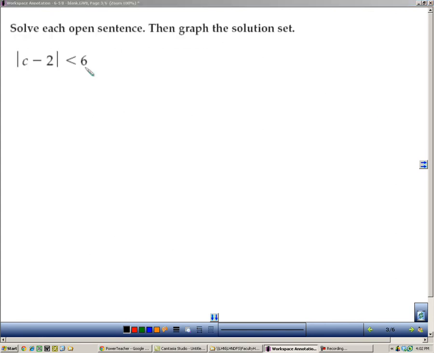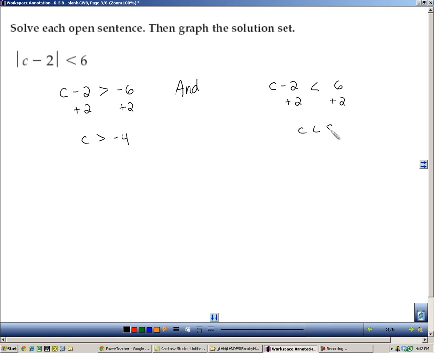Here's another absolute value inequality with a less than, so you know it's going to be and. So c minus 2, we compare it to the negative 6. And c minus 2, we compare it to the positive 6. Remember that an and is greater than the negative and less than the positive. So that's how you set them up. Now we'll solve. C is greater than negative 4. C is less than 8. So we'll graph. We want all the numbers that are bigger than negative 4 and smaller than 8.